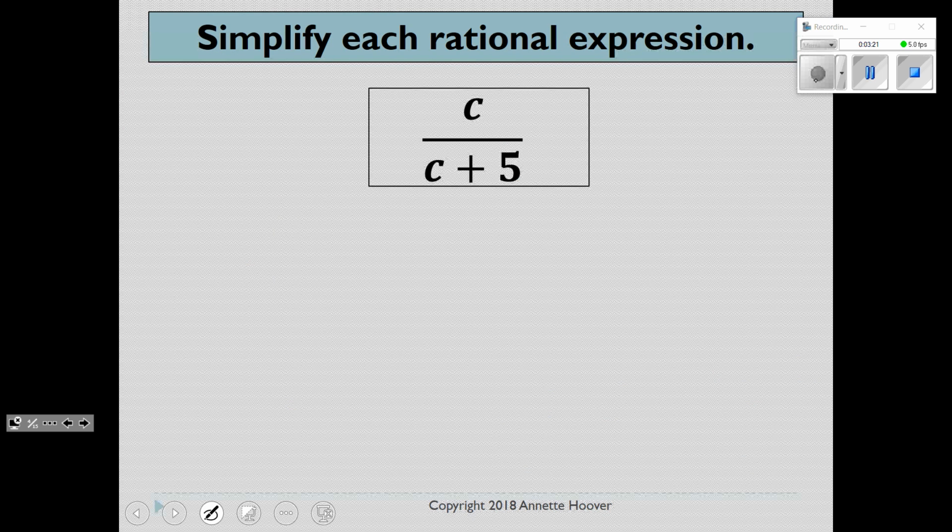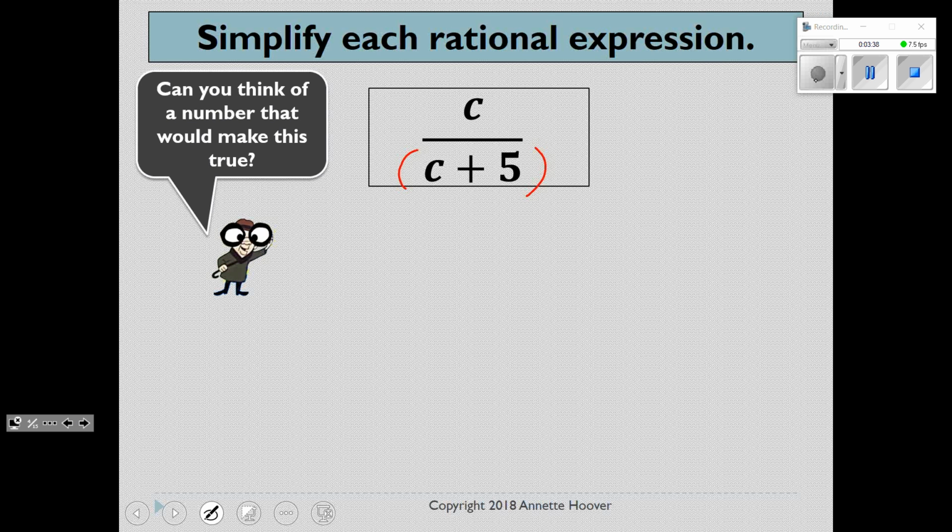Now this one, on the bottom, remember we said that if we have 2 terms and they're by themselves, this is a binomial, and we have to understand that it has invisible parentheses around it. Now, can you think of a number that you could plug into c to make this true? Since you have the c variable twice, it's standing for the same number. So let's just randomly come up with a number. Let's say we plugged 5 in for c.